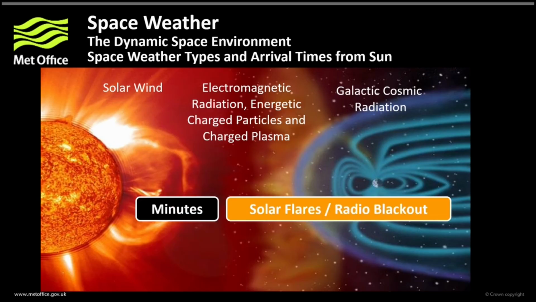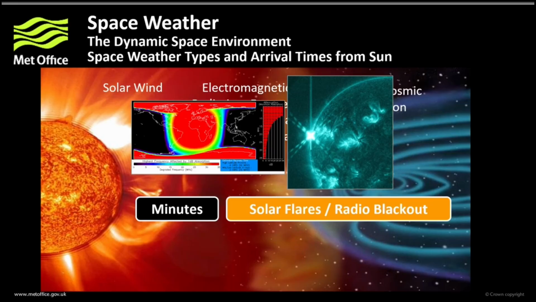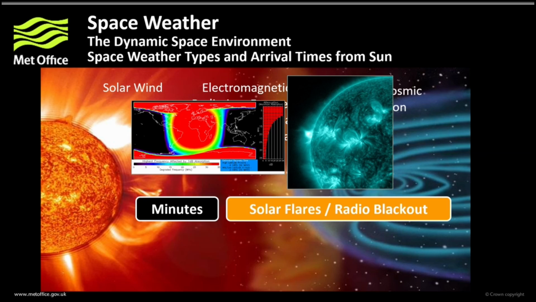So first up, we've got solar flares. These are bursts of electromagnetic radiation. And we see these in satellite imagery in certain wavelengths. It's these bright flashes of light on the sun. And these are traveling at the speed of light. So after occurring on the sun, they arrive at Earth within about 8-9 minutes. So the impacts are being felt as soon as we see them occur.